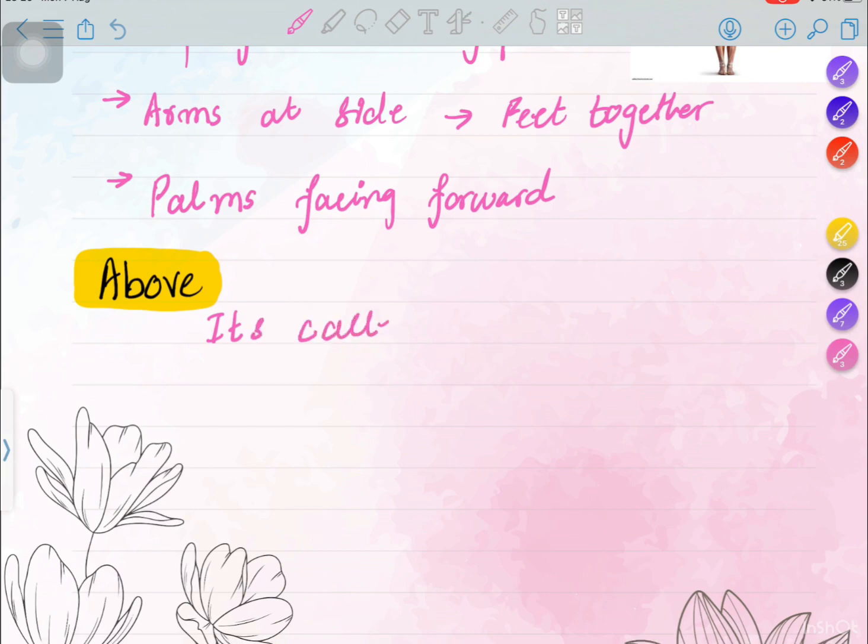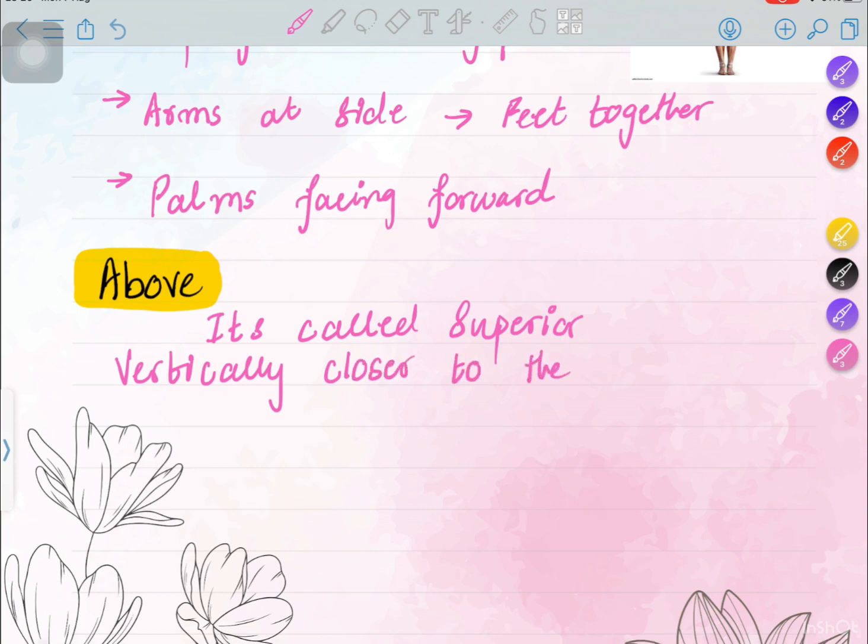Above is called superior. You have used these words in daily life. When you say superior, it means that vertically it is closer to the head. The part of the body I'm talking about, vertically means straight, so vertically closer to the top of the head.